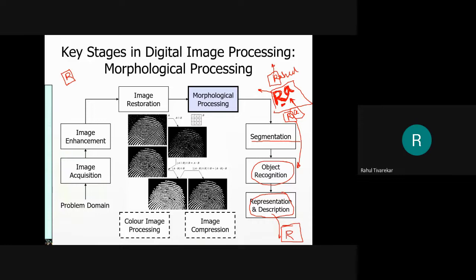What is written here is maybe in Times New Roman and some 12 font, and what is written here is a handwritten R. So the representation and description means you represent that analyzed data by using stored values. You have stored values of A to Z, and you use those stored values to reproduce the R, which is actually RAHUL, which will be printed in a nice, good font and a nice size. Okay, so I explained morphological processing.